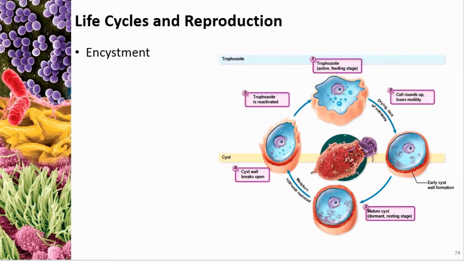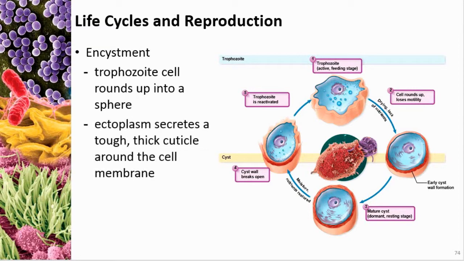So the trophozoite goes from being this sort of oddly shaped structure to a spherical shape. And the ectoplasm starts to secrete this material that reinforces the cell membrane and makes it very tough and resistant, which is what this is showing right here, the cyst wall formation.